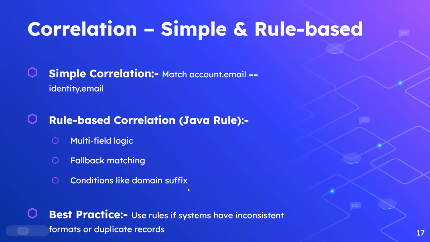And what is the best practice? Use rules if systems have inconsistent formats or duplicate records. Whenever you are getting a CSV file, there might be duplicate data, the same name repeating itself, or some empty or duplicate records. That's where you write a rule that first goes through the data and checks for inconsistency or duplicate records. For that you can write logic and then do the correlation.